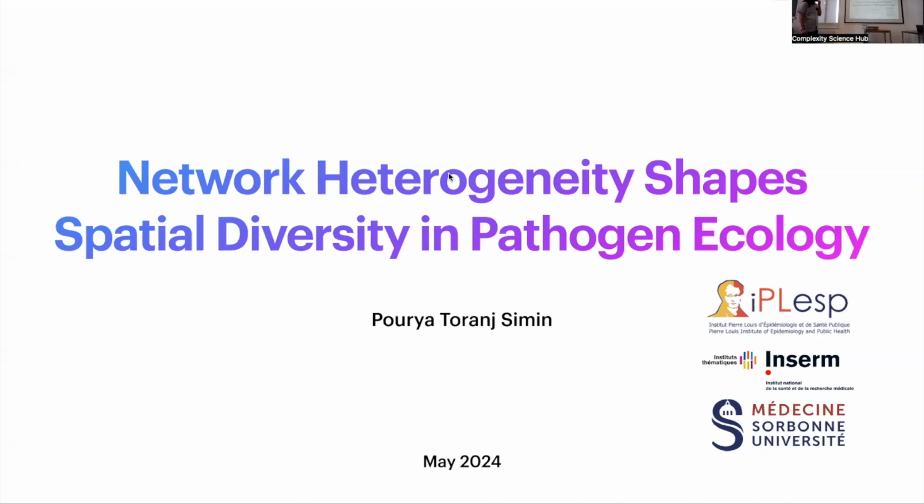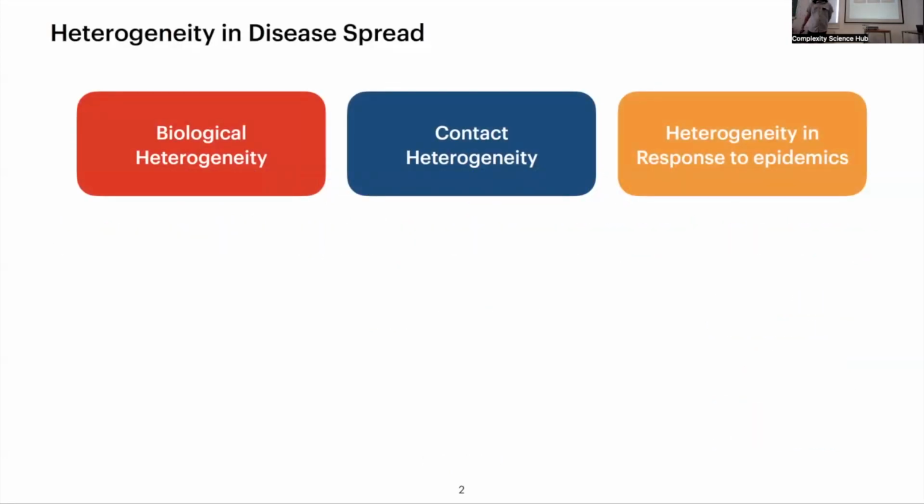Today, I'm going to talk about how network heterogeneity shapes the spatial diversity in pathogen ecology. But to start, I'm going to give you a quick introduction into the different types of heterogeneity when it comes to spreading disease. In general, heterogeneity can be categorized into three types relative to spreading disease: first, biological heterogeneity, contact heterogeneity, and heterogeneity in response to epidemics.